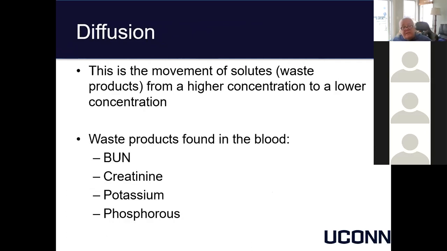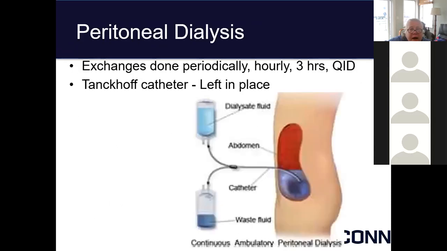And again, the wastes come across that permeable membrane as well. What wastes get removed? BUN, creatinine, potassium, phosphorus. Those are the waste products I'm talking about. And how often those exchanges are done is determined by the nephrologist. Could be 4 to 6 times a day. Sometimes it could be as often as every hour, so that you end up doing 24, if you will.